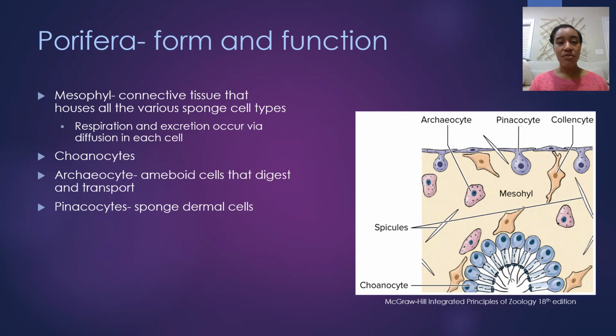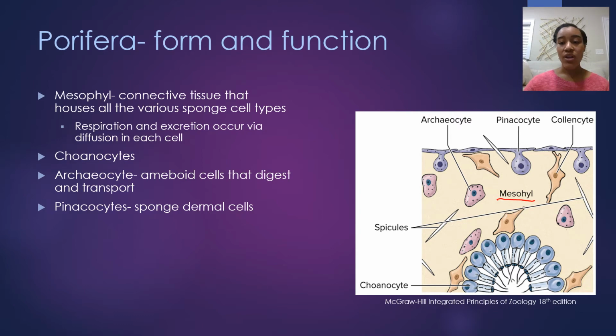So sponges have a variety of cells that are associated with one another that allow the organism to survive. Like I said, these are at the cellular level of complexity, so these cells do not form tissues, but they are interacting with one another and held in close proximity to one another via the extracellular matrix. And some of the cells that make up a sponge are mesophyll. So the mesophyll is the connective tissue that houses all the different cells that make up a sponge, and they can also be involved in respiration and excretion of waste via simple diffusion.